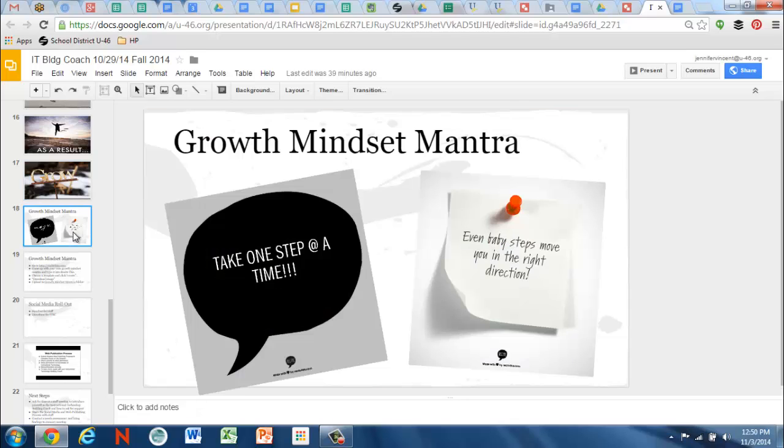And so what we want you to do is create a growth mindset mantra. Come up with some kind of phrase or expression that's going to help you anytime you might feel like people are in a fixed mindset and it's pulling you down. So here are two examples. Take one step at a time, or even baby steps move you in the right direction.